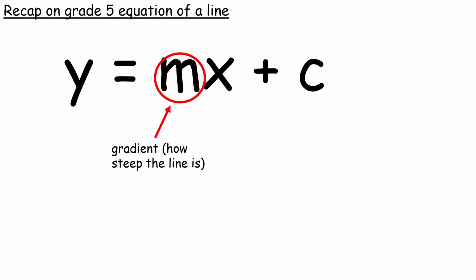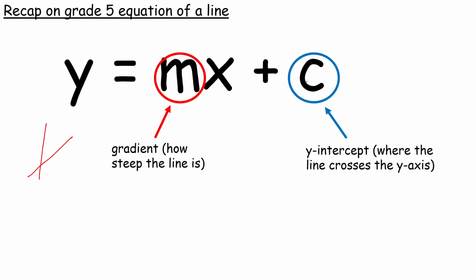M is your gradient, which is how steep your line is, which really just means, if you've got a line like this, that's got a particular steepness. If you want to draw a line that's even steeper, there you go. So gradient is just how steep your line is. Also we've got this c part over here, which is your y-intercept, which is where your line crosses the y-axis. So if we draw in a coordinate axis, and that's your y-axis up here, it is literally where your line cuts through the y-axis, which is this point over here.